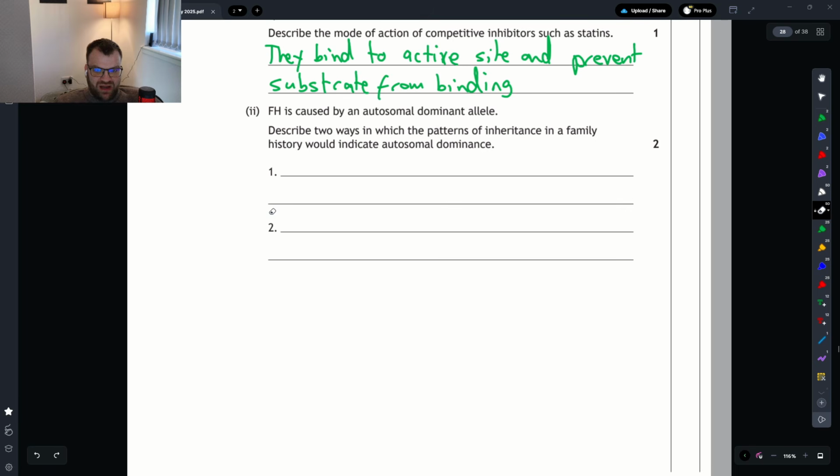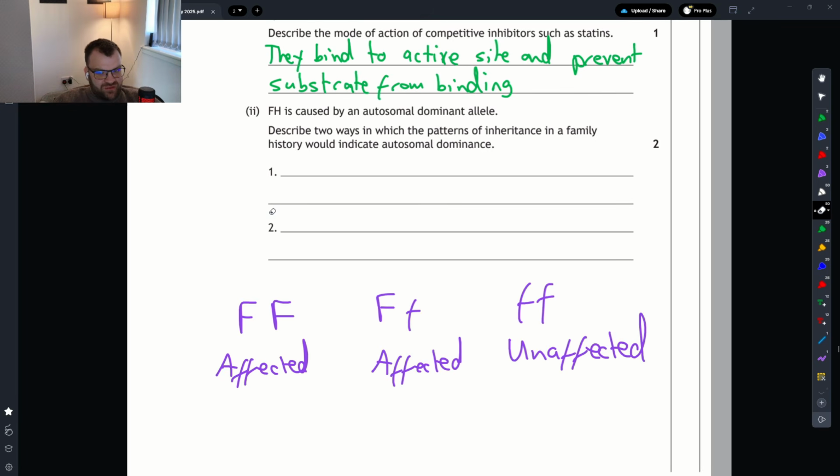Next one they're asking is about an autosomal dominant allele. Just to start off with any of these questions, I would write down all the different outcomes we can have.